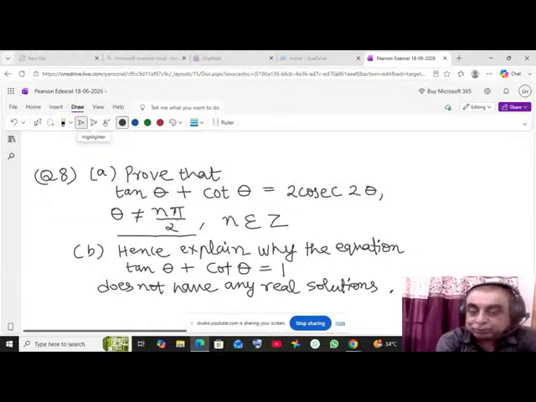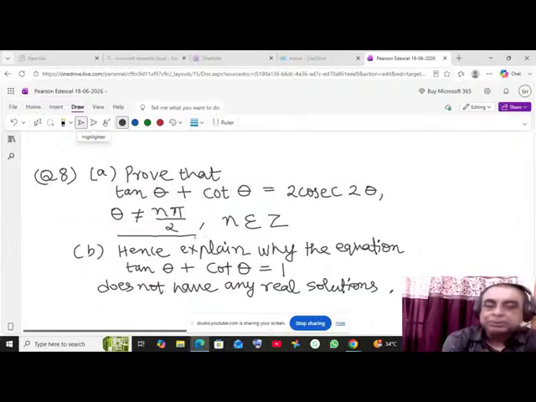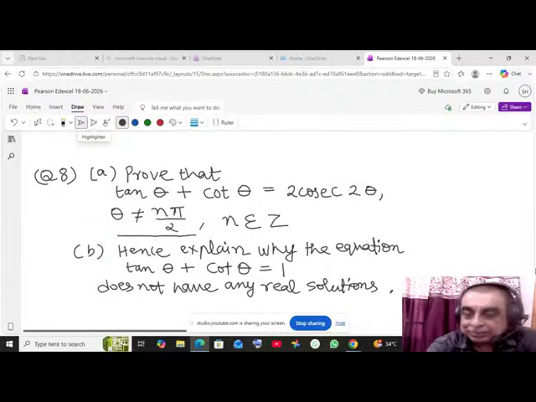If n is an integer, then for multiples of pi by 2, we know tan theta is infinite, not defined, and for multiples of pi, cot theta is infinite. When n is odd, tan theta will be undefined. When theta is an even multiple of pi upon 2, or a multiple of pi, then cot theta will be undefined. So theta cannot be n pi by 2, where n is an integer.